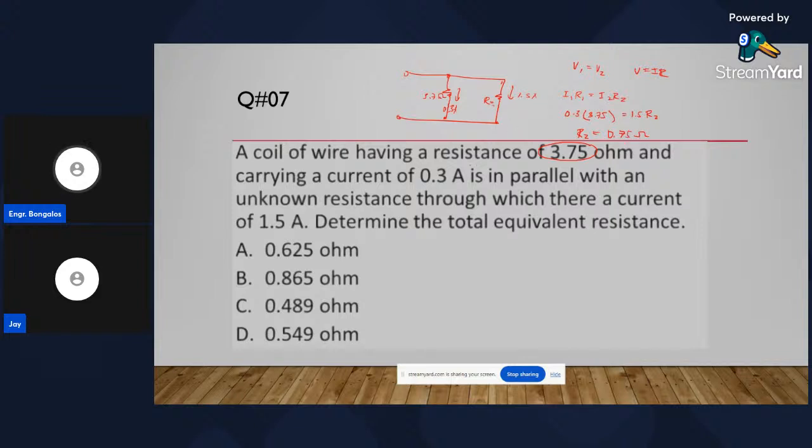So, since nakaparallel sila, kukunin natin yung R total. So, 1 over R total is equal to 1 over R1 plus 1 over R2. Or pwede rin naman natin siya diretso na. So, RT is equal to R1 times R2 over R1 plus R2. So, makukuha natin, magkakaroon tayo ng 0.625 ohms. So, yan siya.